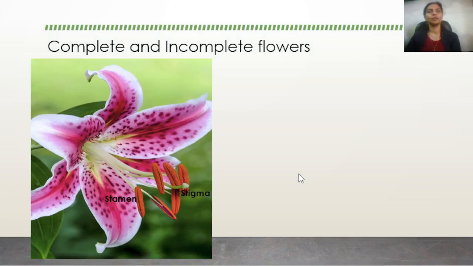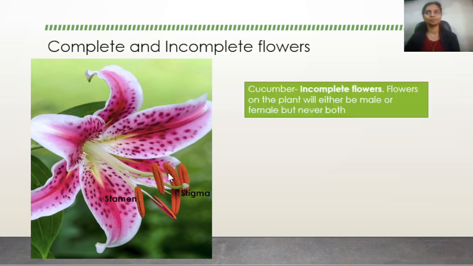Okay. Now let's take another look at complete and incomplete flowers. As you can see, this is a lily, and it is a complete flower because it has a stigma, as you can see over here. It has a stigma and style which is connected to the ovary, and it also has the stamen which has the filament and the anther.